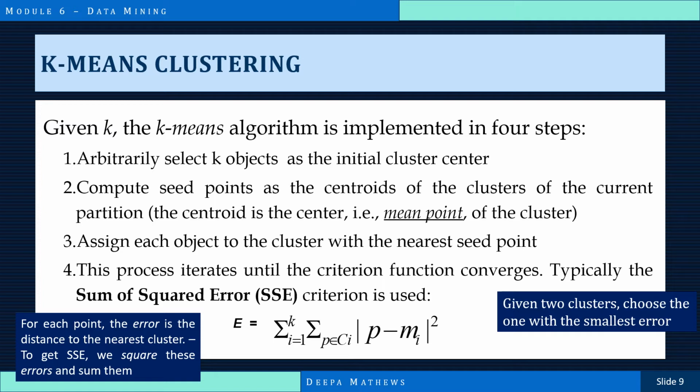Typically, we use the square error criterion. The term error means the distance to the nearest cluster. So from the point P to the mean point of the cluster Mi, that is the error. And we square these errors: P minus Mi squared. And finally, we take the sum of them. So to get SSE, we square these errors and sum them. This criterion function is used as the termination condition of this algorithm.